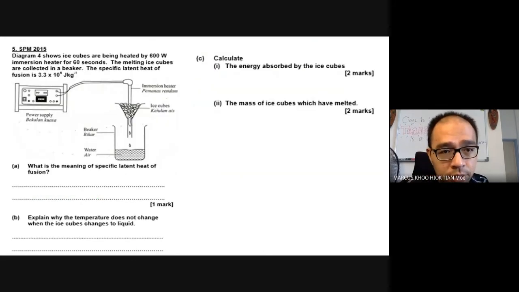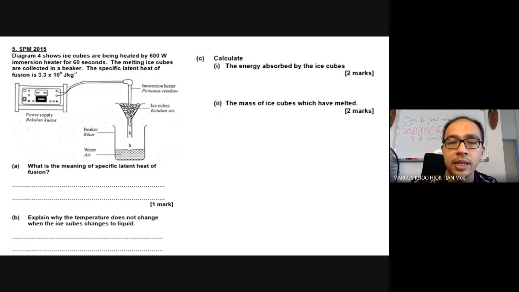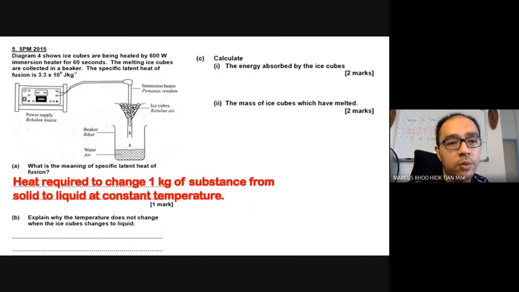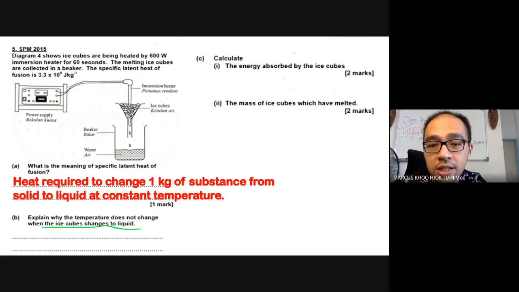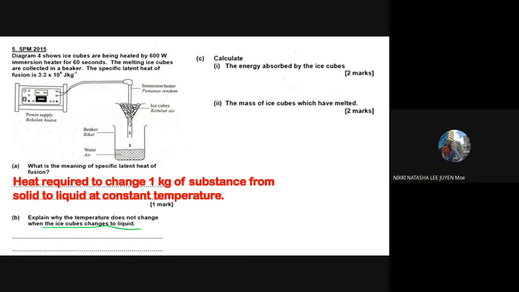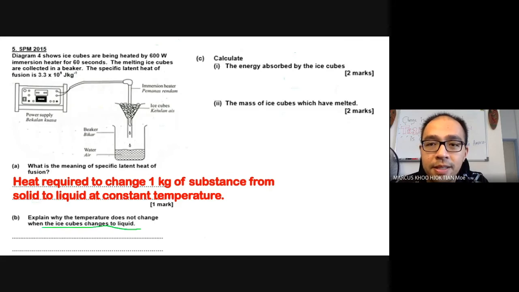All right, next question. The meaning of specific latent heat of fusion is given in your workbook, so I'm not going to waste time here. Again, explain why the temperature does not change when the ice cubes change from solid to liquid. Nikki, explain why. Because the heat is used to break the bond between the molecules. Okay, there are 2 points to this. One is the heat is used to break up the molecules, but you still haven't explained why the temperature does not change. Go all the way, don't stop halfway.